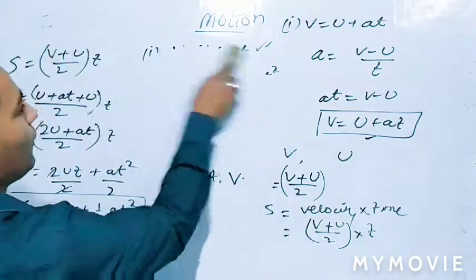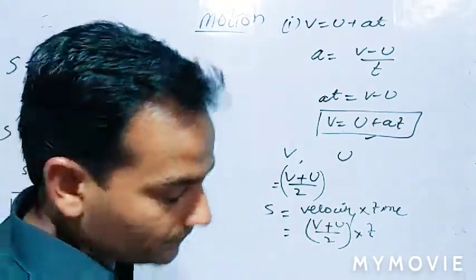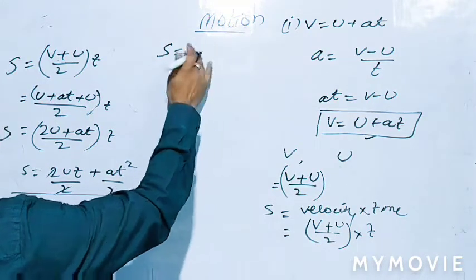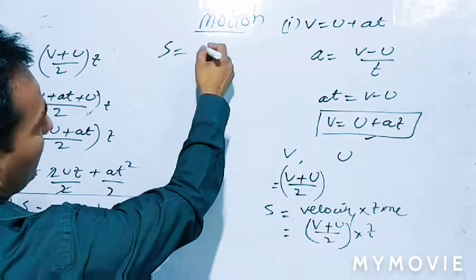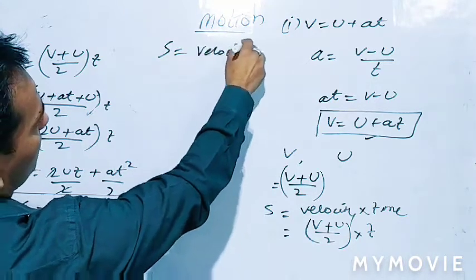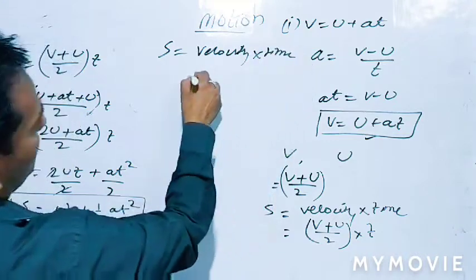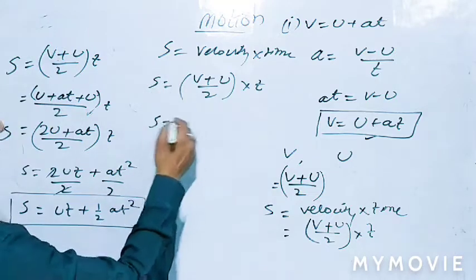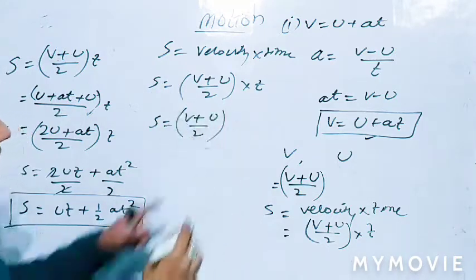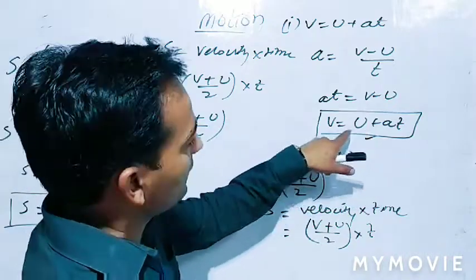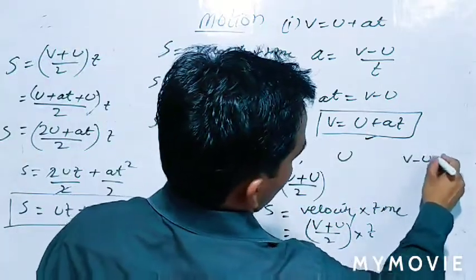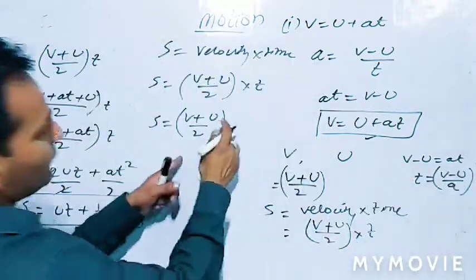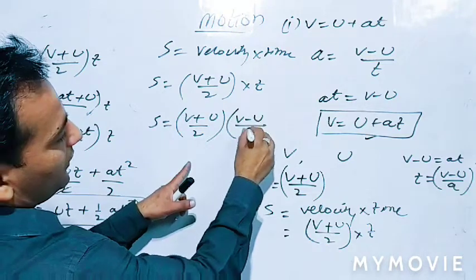Listen. Now go for the third equation. As we have told you, displacement s is equal to velocity into time. So v plus u upon 2, this average velocity, into time. Now v plus u upon 2, we have time t. With the help of v is equal to u plus at, v minus u is equal to at, and t will be v minus u upon a. So we can put in place of t, v minus u upon a.